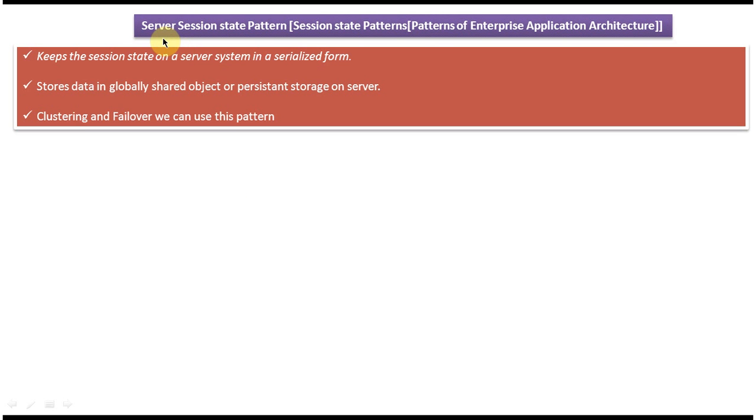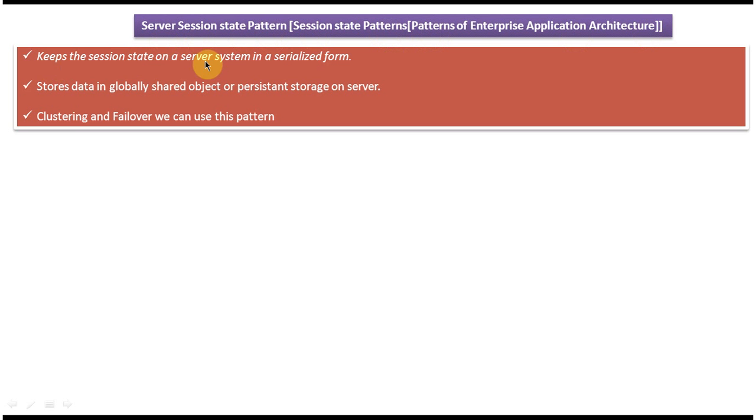Hi, today we will cover server session state design pattern. The server session state design pattern belongs to session state patterns, and the session state patterns belong to patterns of enterprise application architecture. First, we will see the explanation of server session state design pattern.